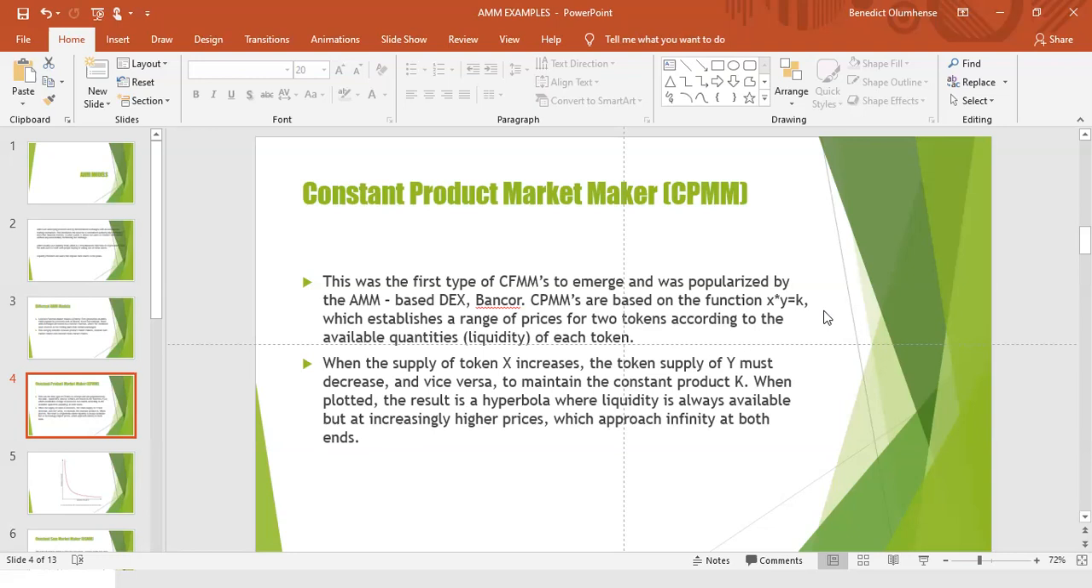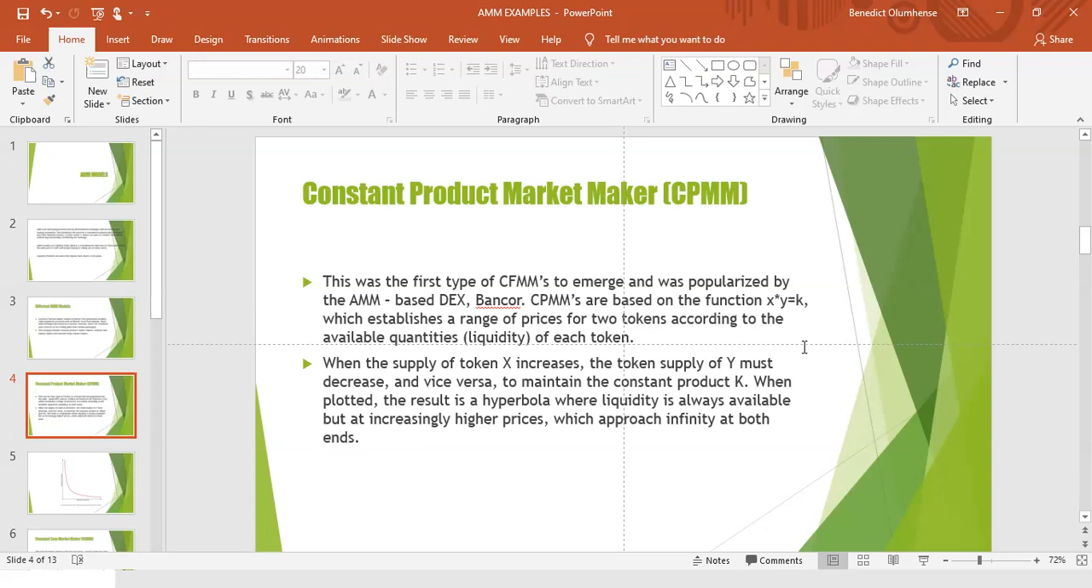while the supply of Y must decrease, right? And vice versa. So to maintain this constant K, these 2 conditions must exist. If token Y increases, token X must go down. If token X increases, token Y must go down. And then you have a graph, which I'll show, where you get a hyperbola, right?